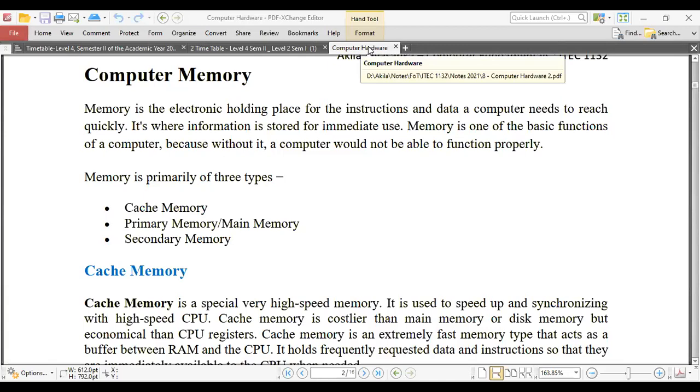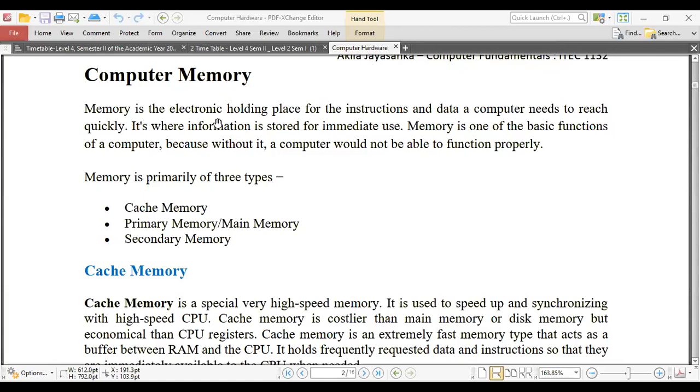Everything that we input, data, information, instructions, they have to be stored somewhere in an electronic format. Right? So memory is the place where the computer can store this information, instructions and data.